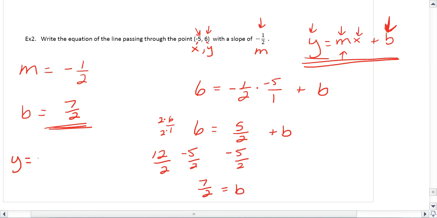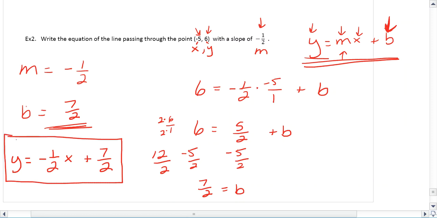So I write that as y equals negative 1/2 x plus 7/2. Don't forget, after you do all the work to find the m and b, to actually write it with the x and the y, so you have the equation of the line.